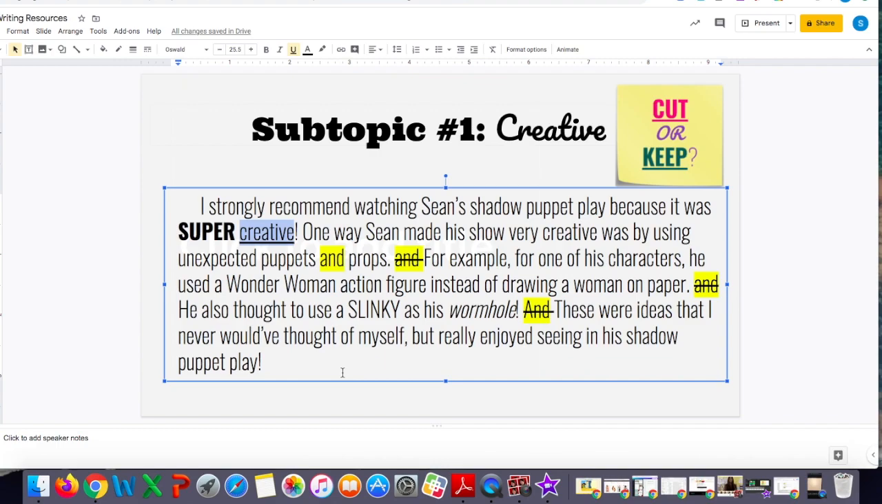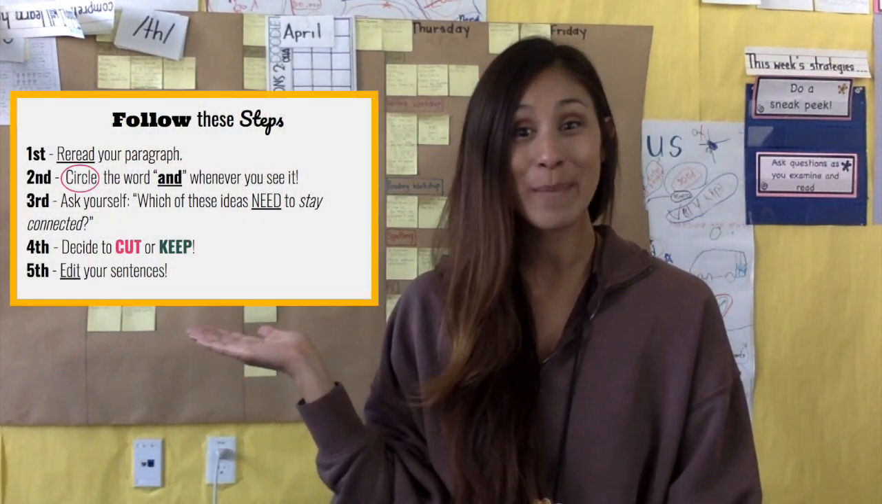Perfect. My subtopic number 1 paragraph sounds awesome, so I decided to cut 3 of my ands, and I only kept 1. Now I am good to go, and I'm going to do the same thing for my next 2 paragraphs. Now that I've modeled how to use this strategy to and or not to and, you are in a great position to go back and try this strategy on your own. So don't forget to follow these 5 simple steps.